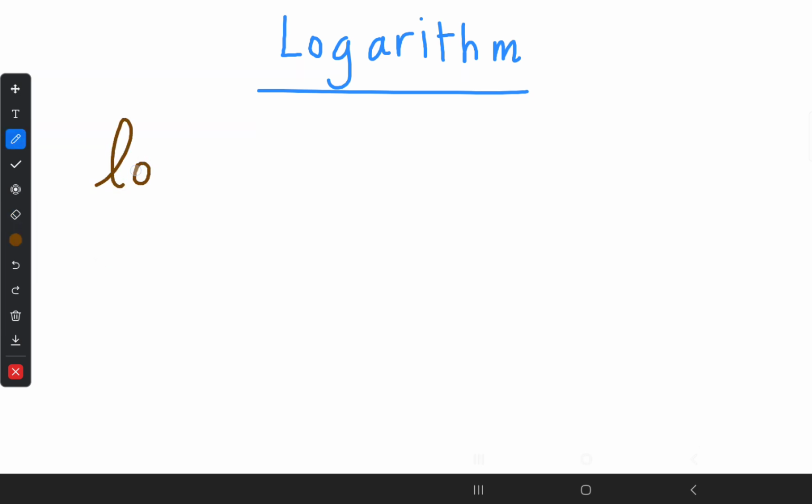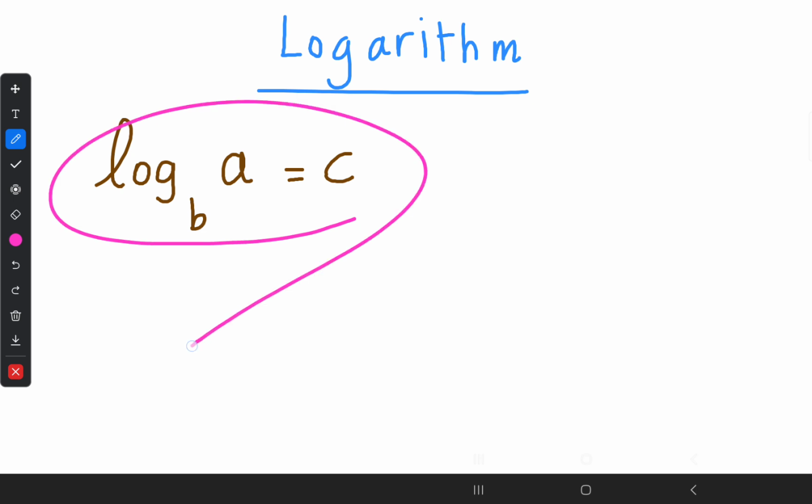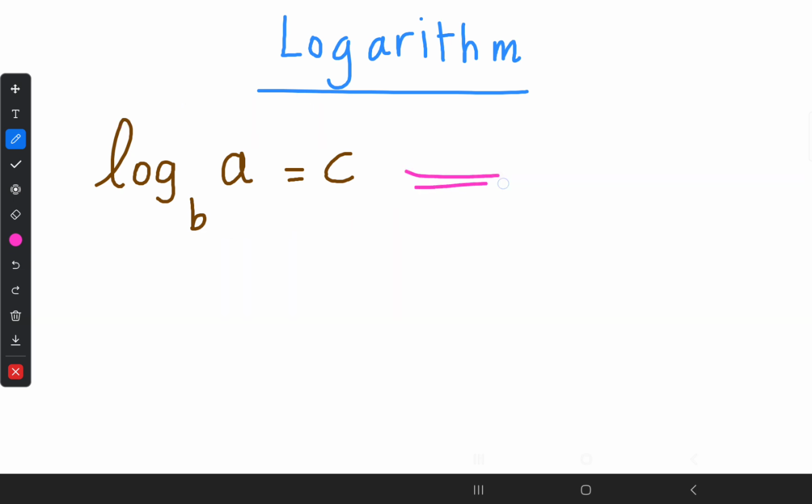Next, let's have something else. Log base b of a equals c. We are going to convert the given logarithmic notation to a simple, normal numerical notation. Let's try to answer the question. So the answer would be the base.